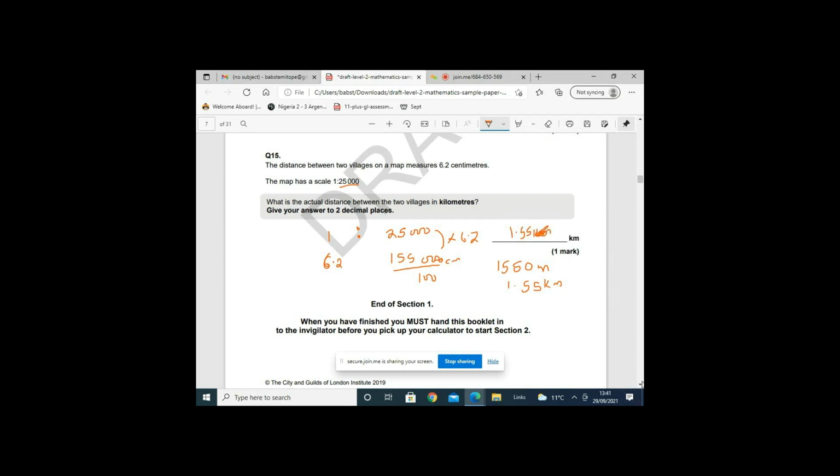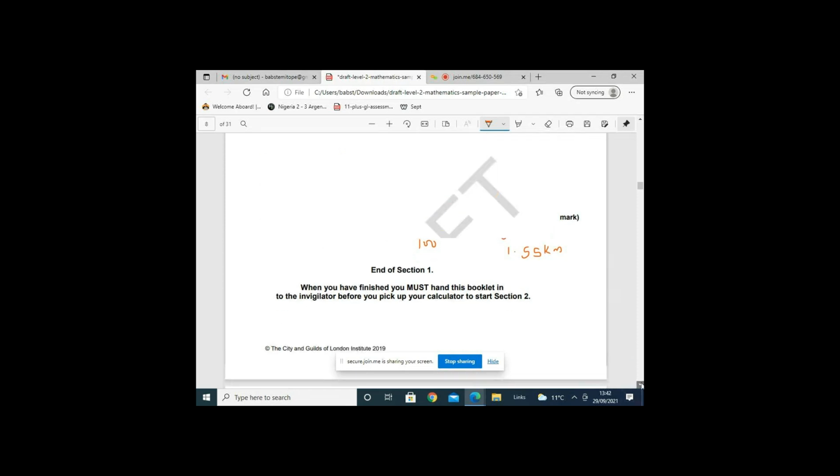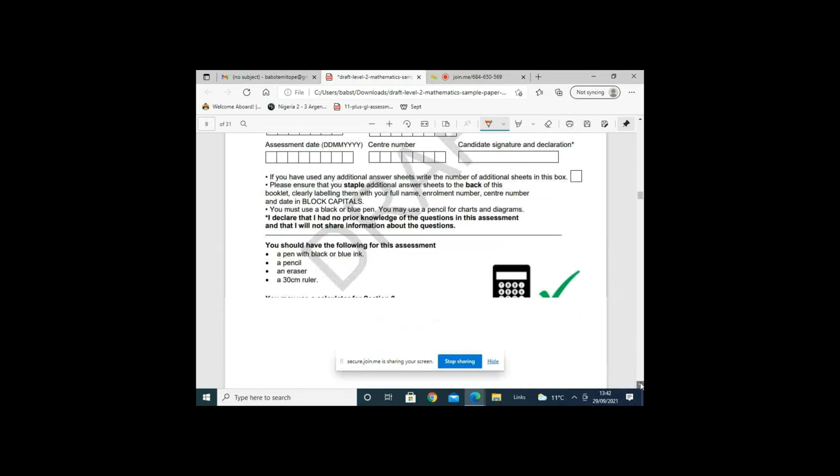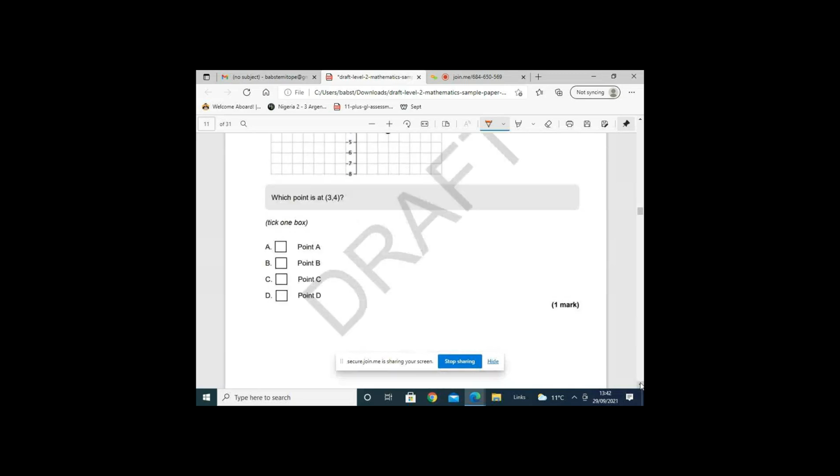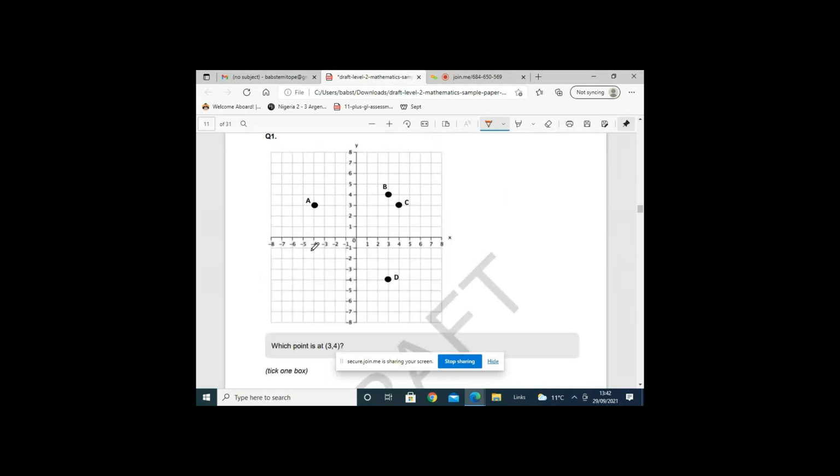Just repeat it. For this one, you can just press your own calculator the way you like. So for example now, you can ask this question. You have to circle it.